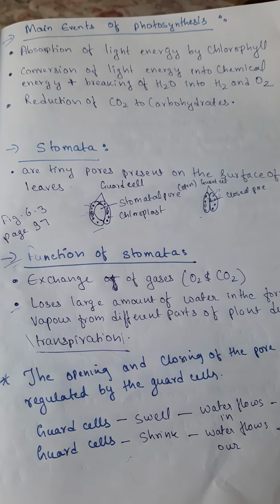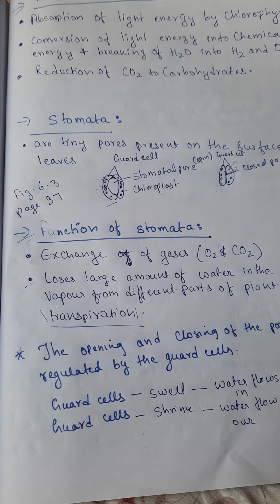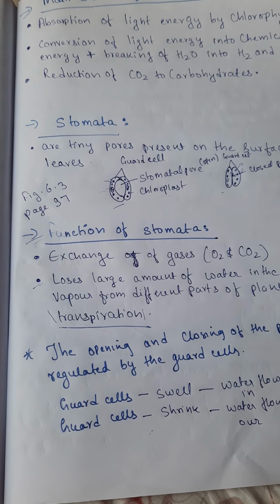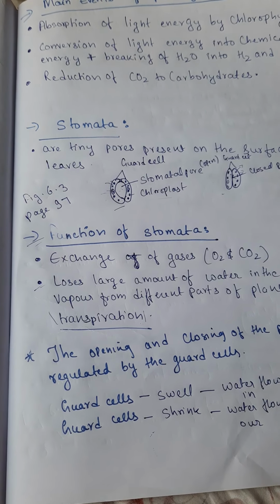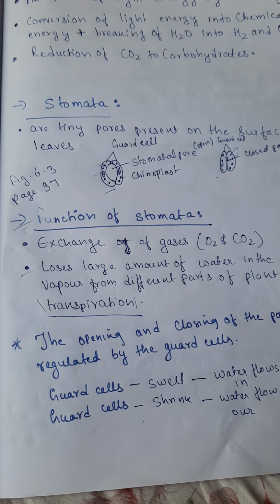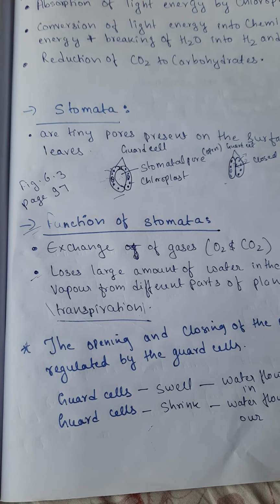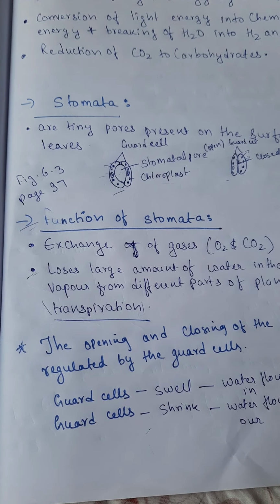Remember the function of stomata also. Stomata are the tiny pores present on the surface of the leaves. The opening and the closing of stomata is regulated by the guard cells. When water flows inside the guard cells, the stomatal pore opens because the guard cells swell up. And when the water flows out, the guard cells shrink, hence closing the stomatal pore.